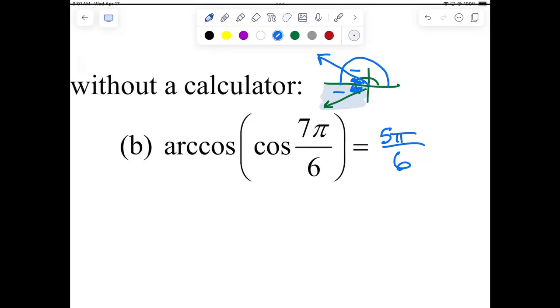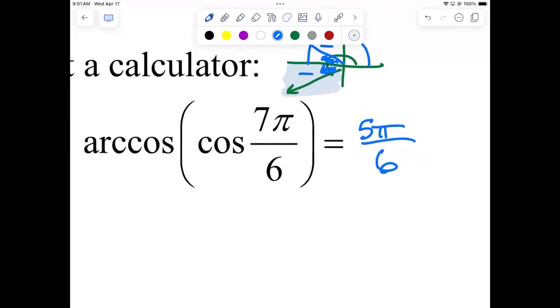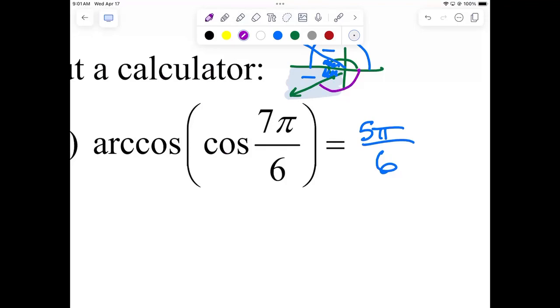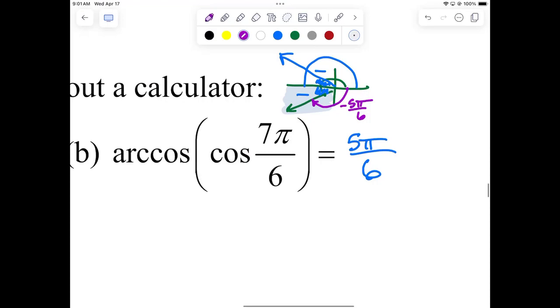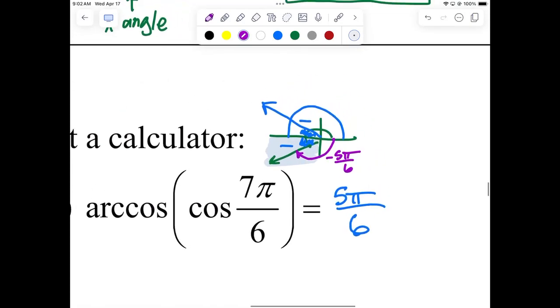No. Negative 5 pi 6 would be coterminal with 7 pi 6. That's negative 5 pi 6. Remember, for arc cosine, you're never going to have a negative angle, ever. Now, if this were arc sine or sine of 7 pi 6, we would have to do negative pi 6 because we'd have to be in quadrant 4. But that's why for cosine, it's the arc cosine on the horizon.